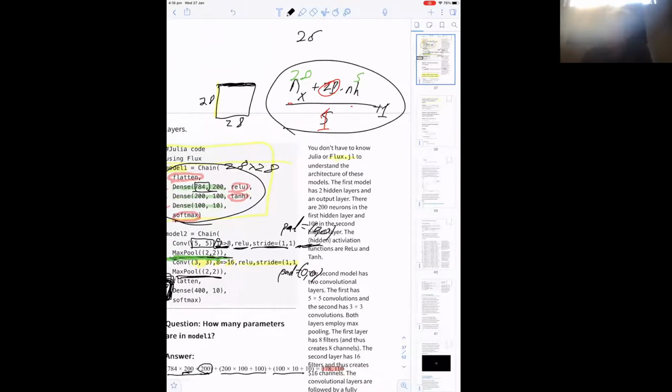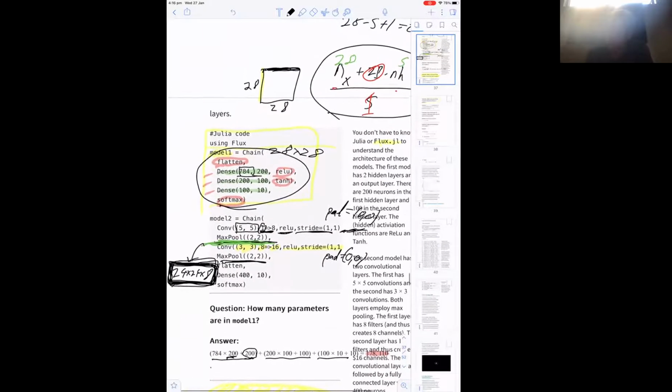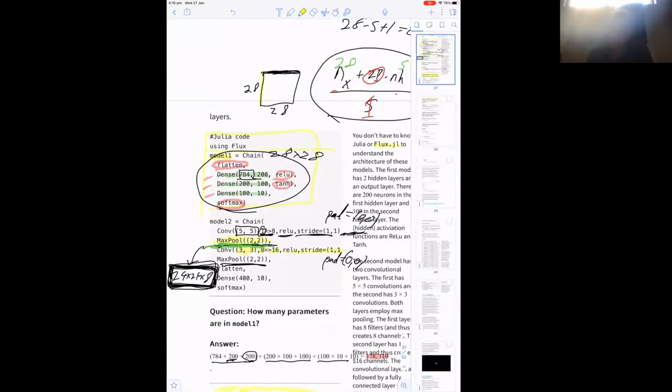Right? 28 minus 5 plus 1 equals 24. But what do we have here? I missed this. This is a max pooling. So what does this max pooling do? Does it give us 24 by 24 by 8? What do we get after the max pooling?